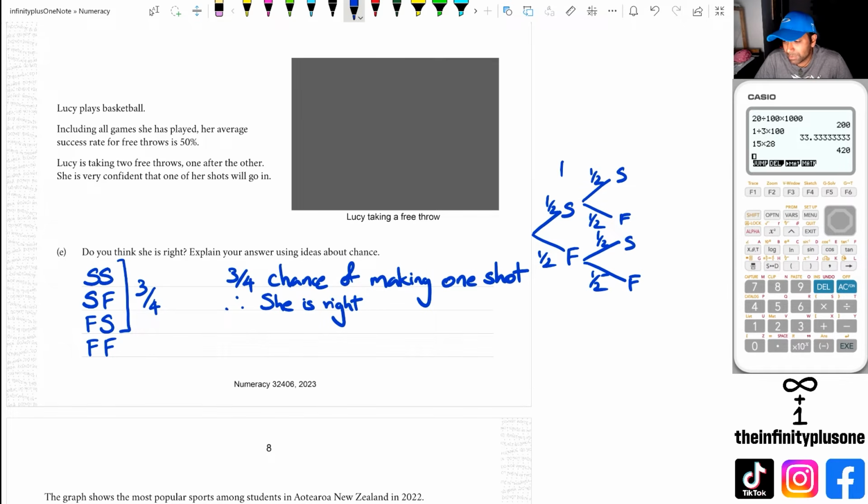In terms of unacceptable answers, they say it is just luck. You can't write that. You can't write there's no way to predict what might happen, and you can't write if one misses, the other will go in as well. So none of those things. You have to have some sort of probability tree or chance thinking, and coming up with that 3/4 chance of making one shot will probably be your best bet to get this question correct.